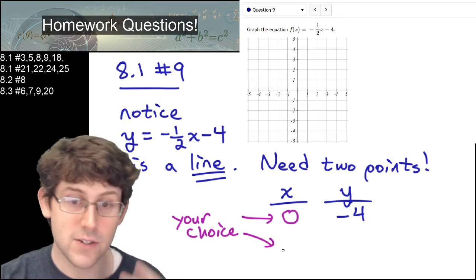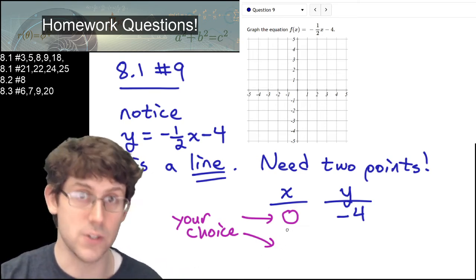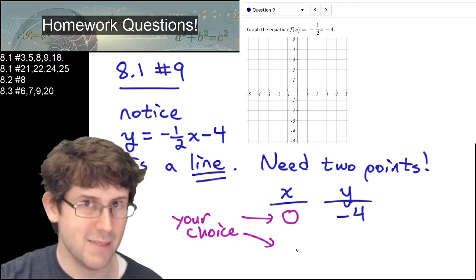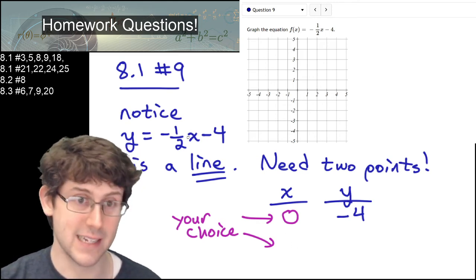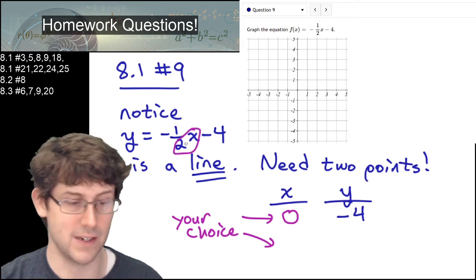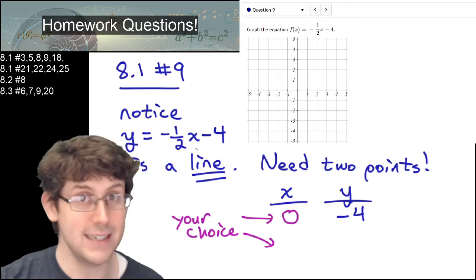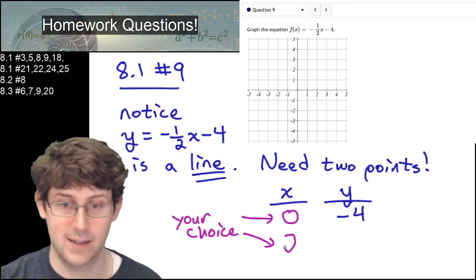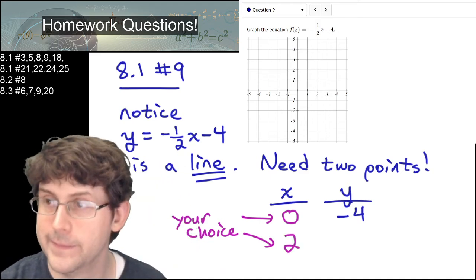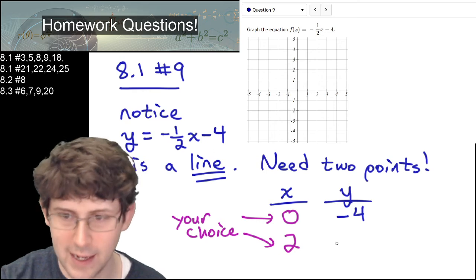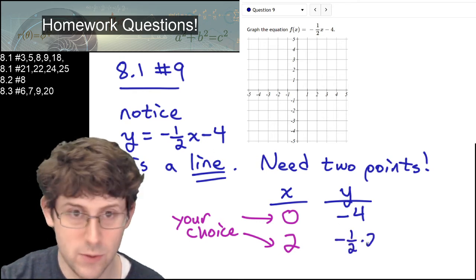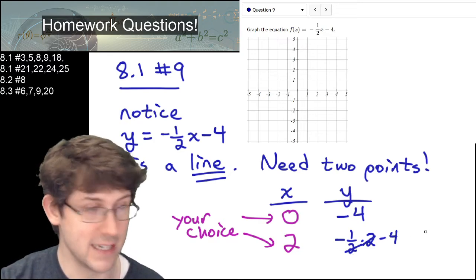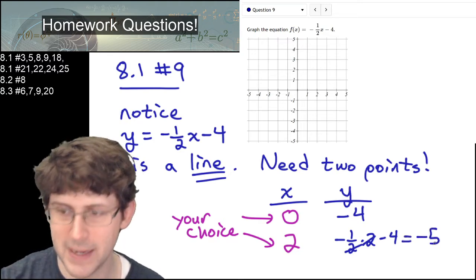Now continue to try to make your life easier when you get a choice. Here, you might choose x equals 1, but that makes your life a little bit harder because then there's a fraction, 1/2, that you have to deal with. You get to pick any x you want, so pick 2 to cancel out the 1/2. When I plug in 2, I get minus a half times 2 minus 4, and that's minus 1 minus 4. In total, that's minus 5.